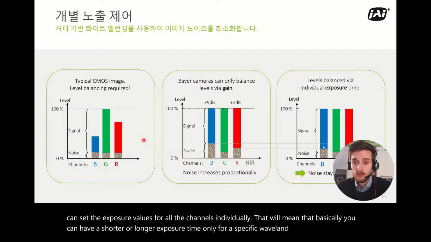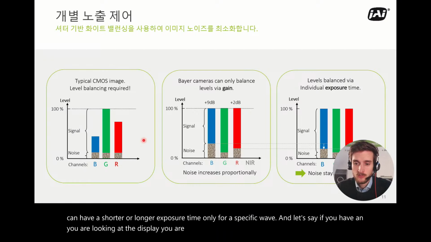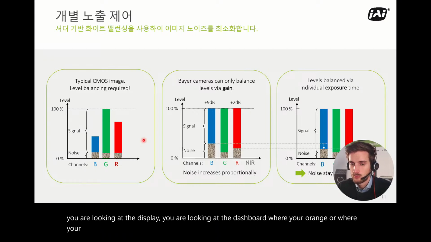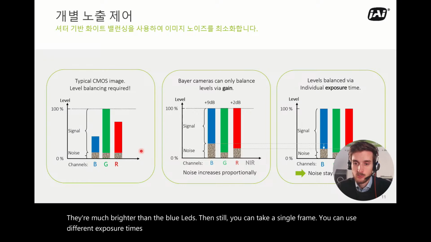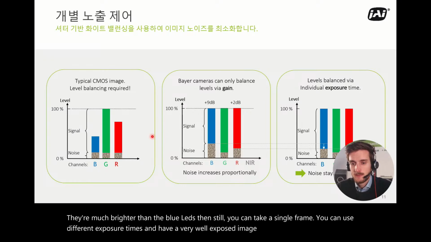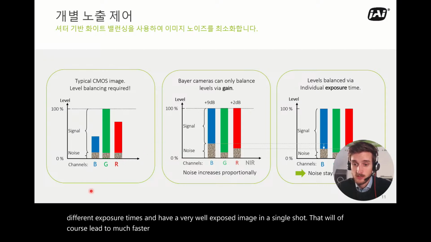Let's say you are looking at a display, a dashboard where your green LEDs are much brighter than the blue LEDs, then still you can take a single frame, you can use different exposure times and have a very well exposed image in a single shot. That will of course lead to much faster examination of the specific component you are looking at.